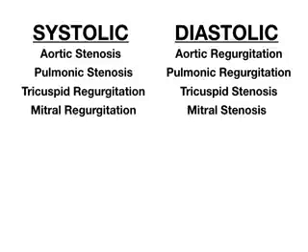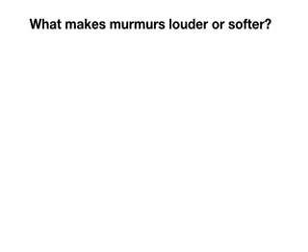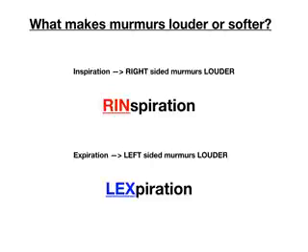If you're ready to move on, we're going to now talk about what makes murmurs louder or softer. And this is usually what people get tripped up on, so it's very important that we get a few things down. First is that during inspiration, right-sided murmurs get louder, and during expiration, left-sided murmurs get louder. This is just a general rule, and I need you to memorize it because it's going to go a long way for you. So what I always remembered was rinspiration and lexpiration. Left-sided gets louder during expiration, and right-sided gets louder during inspiration. This is something that you absolutely need to memorize. I wouldn't even think about why, just memorize it.